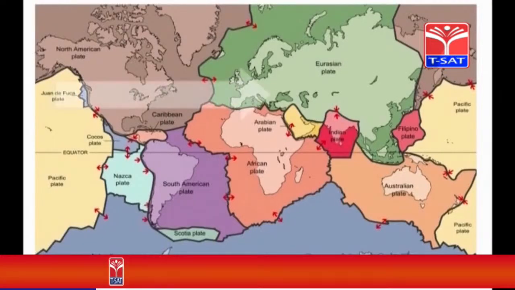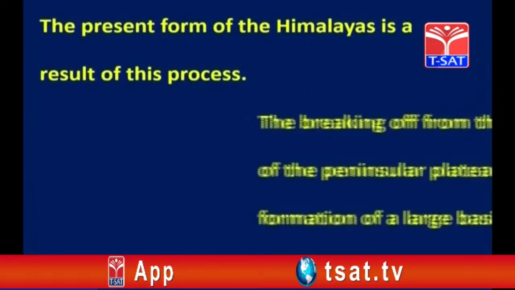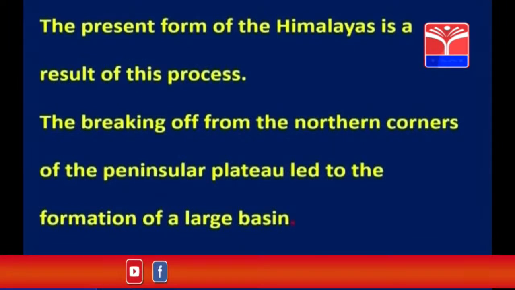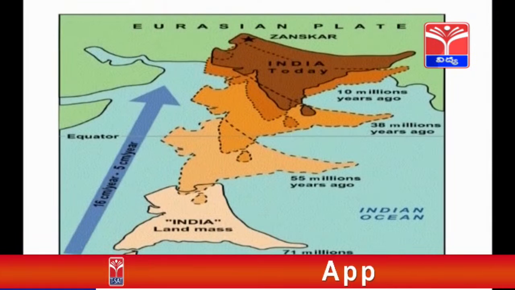This is the Eurasian plate, in the map you can see. The present form of Himalayas is the result of this process. The breaking off from the northern corners of the peninsular plateau led to the formation of a large basin. This is the movement of the Indian peninsula.